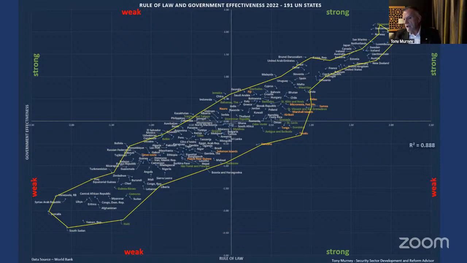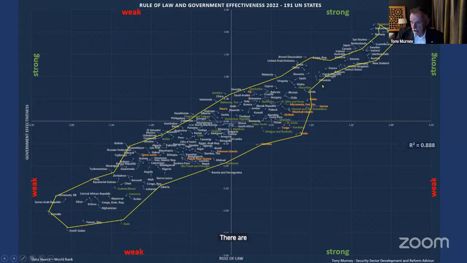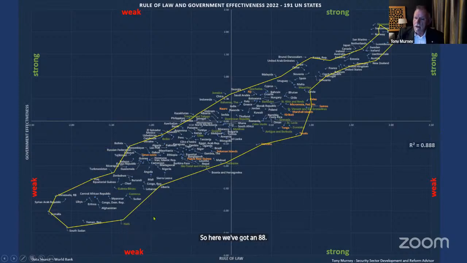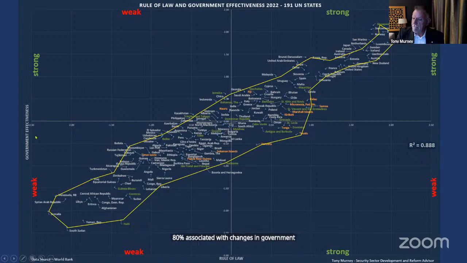The most interesting thing about this chart is that the whole world falls within a development envelope. There are no countries outside of the envelope, and the association between rule of law and government effectiveness is nearly 90%. So here we've got an 88.8% association, accounting for variations in the x-axis, accounting for variations in the y-axis. So changes in rule of law, 80% associated with changes in government effectiveness.